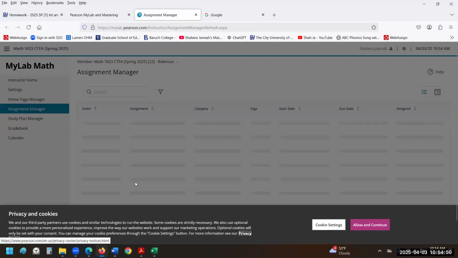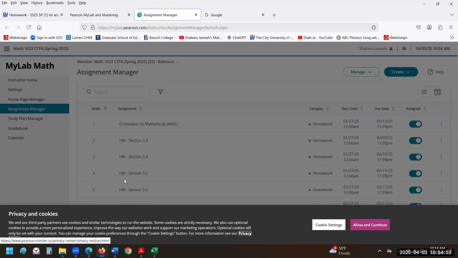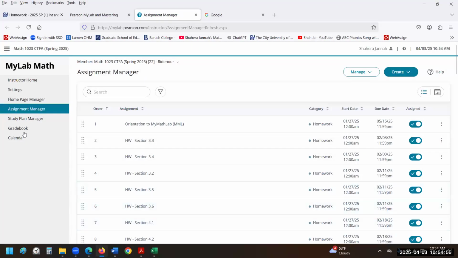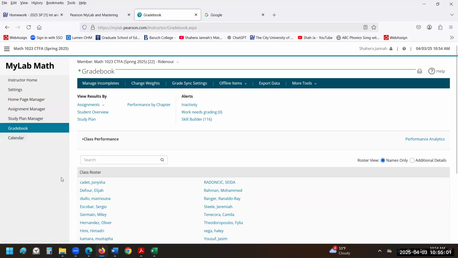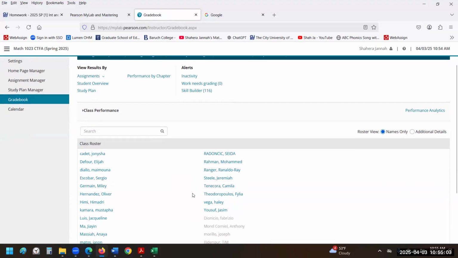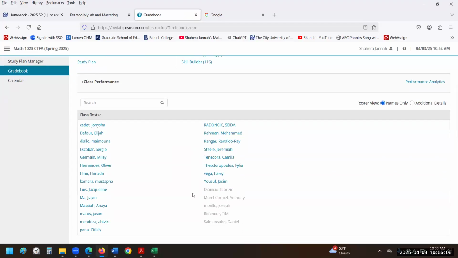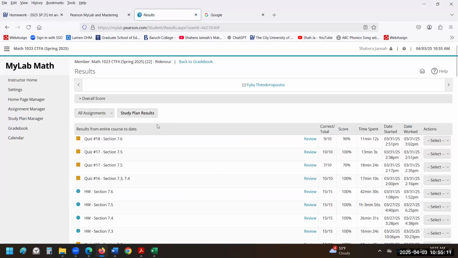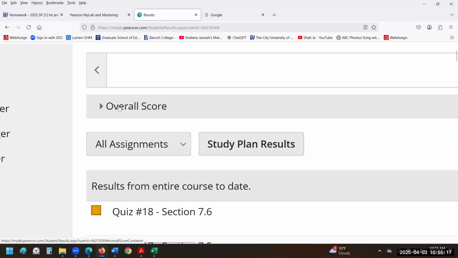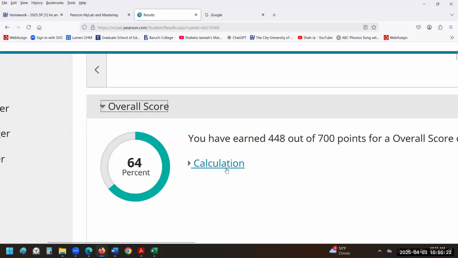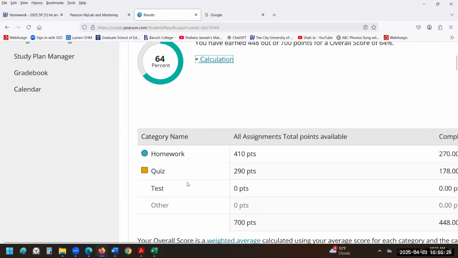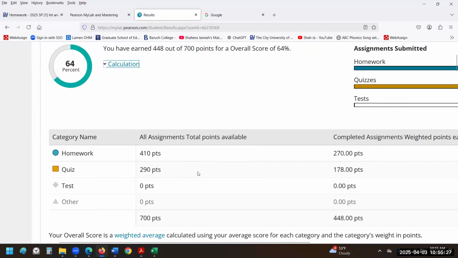So to get your score from My MathLab, you go to your gradebook. You'll see only your information. In my case, I see everyone's information. So let me pull out Philia. To see your overall score, you click on the overall score here on the top tab, and then under calculation. Under calculation, you have all the information you need.